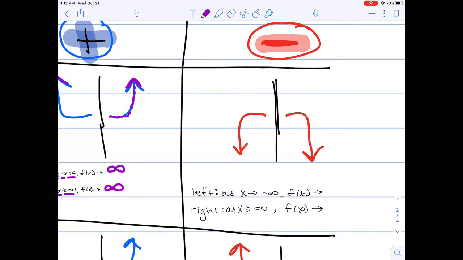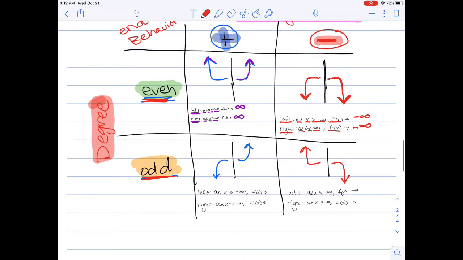Over here, if it's negative and even, on the left side, as x approaches negative infinity, again, that's this thing right here, f of x is approaching down, so we call that negative infinity. On the right side, as x approaches positive infinity, again, that's going to the right, f of x, which is the y value, is approaching this down, so we say that's negative infinity.